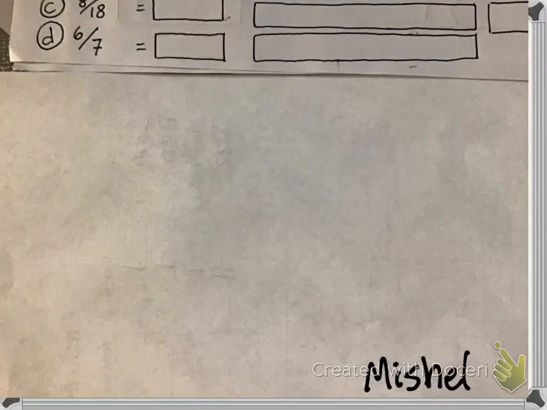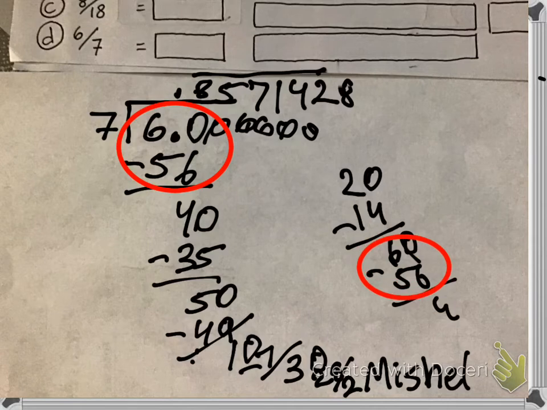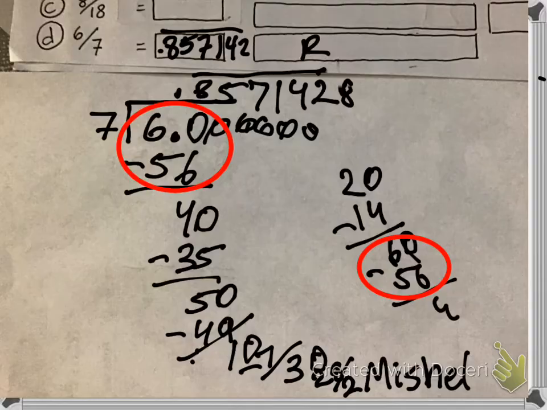Next, I want Michelle to come on up. This one's a bit long. Michelle did this, and really quickly, actually. So what we notice is that it goes pretty long. But as I pointed out before, here's a 60 minus 56. There's a 60 minus 56. That means our problem is going to keep repeating. So we get as our answer this really long thing: 0.85714 with bar notation, and it is repeating.